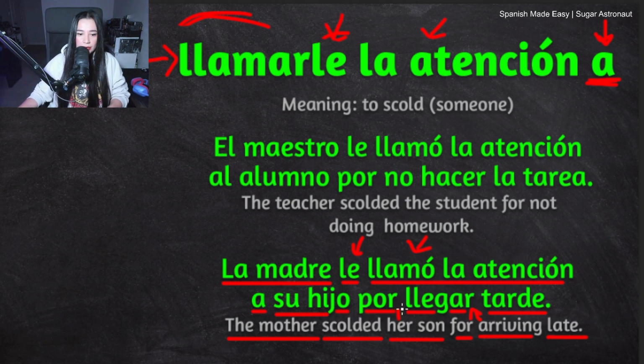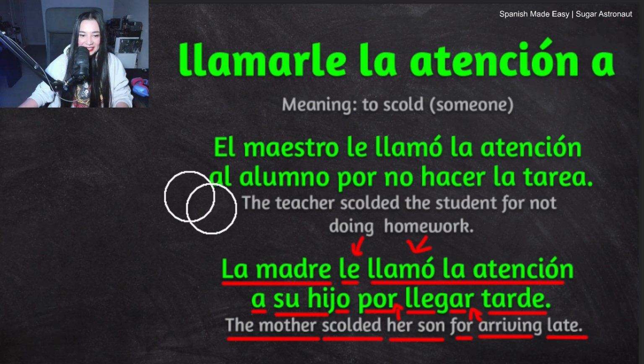Usually also when you have the word por, you're giving a reason why this person is getting scolded, right? So por is used for that, just to add more information to the sentence. So when you have por before a verb, you will have the verb in the infinitive form. So don't conjugate it. Okay, you just leave it as is. Por llegar tarde. Okay, so just remember that it's an important tip for sure.